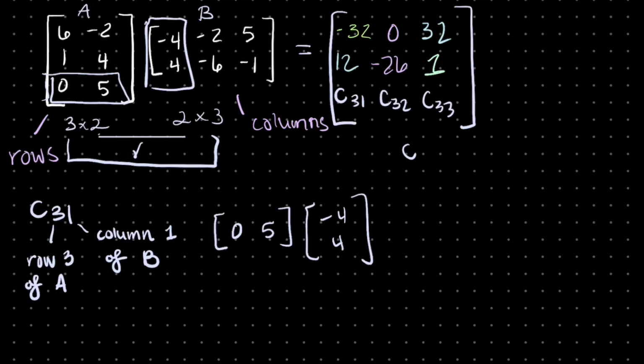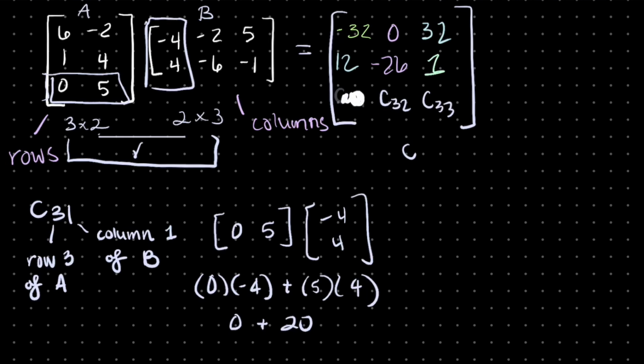Okay, again, you don't have to rewrite it like this. You can just look at it. But for me, that helps me see what I'm doing. So I do the first times the first. So 0 times negative 4 plus the second times the second. And anything times 0 is 0, plus 20, that's going to be 20. Okay, so we'll erase this. And we'll put a little 20 right there.